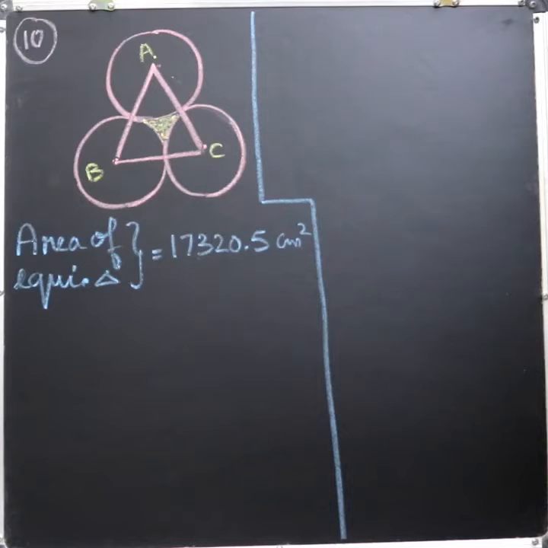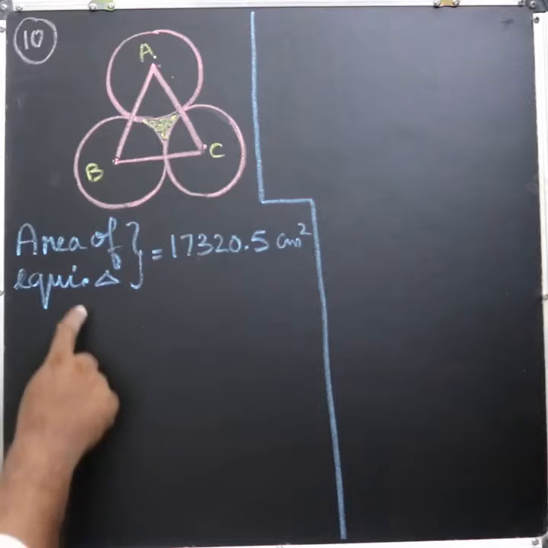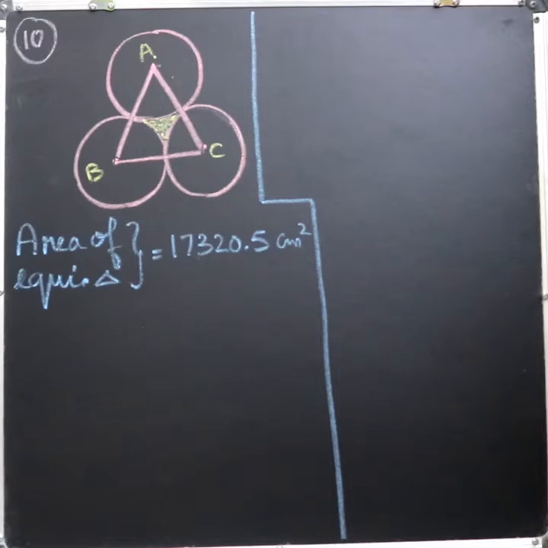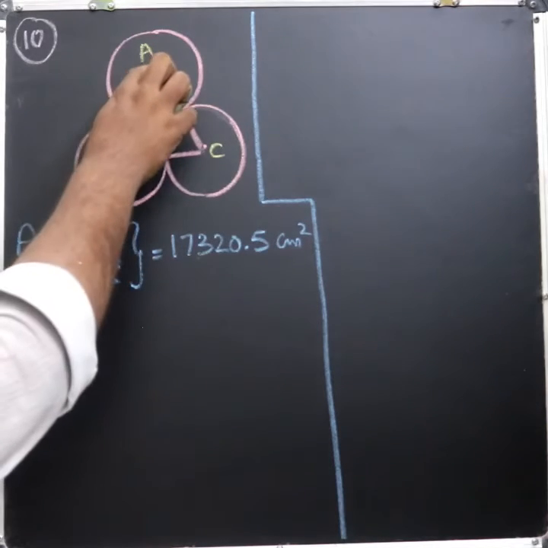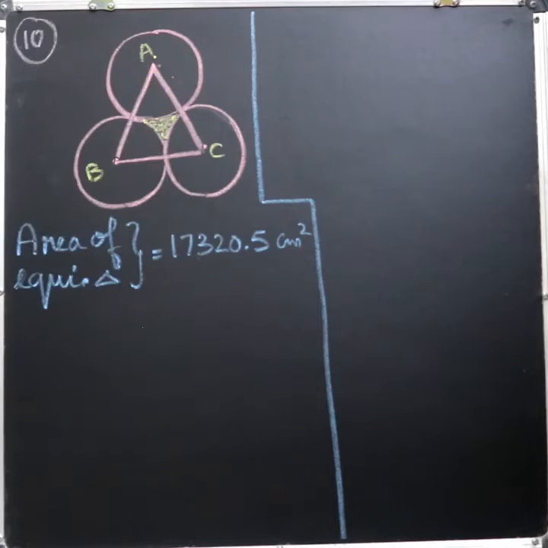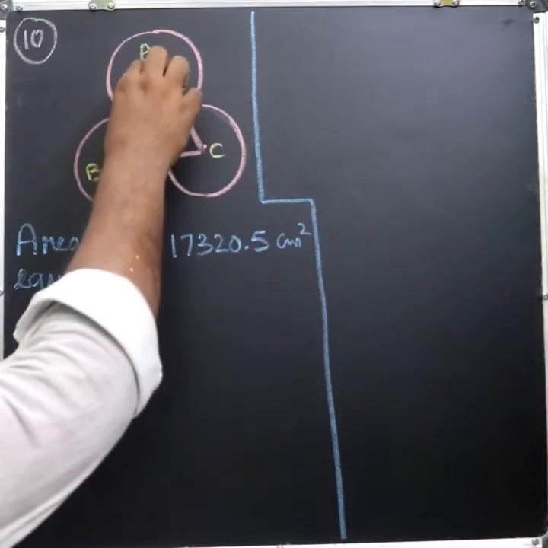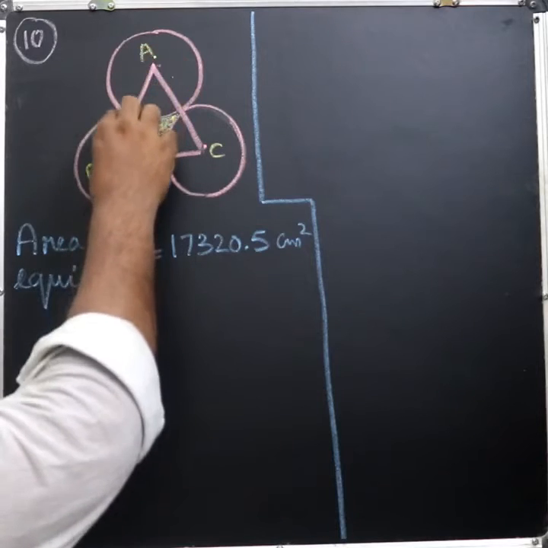Question number 10. There is an equilateral triangle ABC. Area of that equilateral triangle is given. It is 17,320.5 centimeters squared. Now, with each vertex of the triangle as center, they are drawing circles with radius equal to half of the side of this triangle.